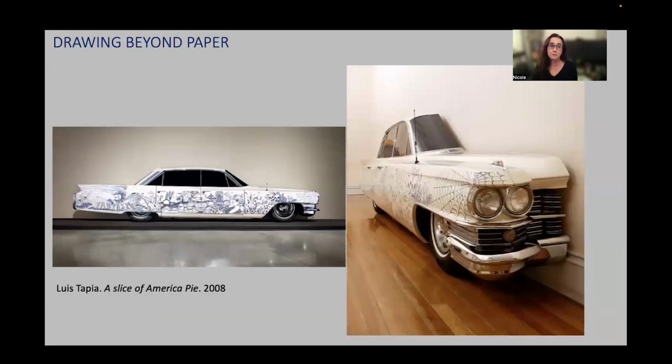Paper is not the only support used for drawings. Artists can draw on virtually anything. Chicano artist Luis Tapia, in A Slice of American Pie, used a 1963 Cadillac. Inspired by lowrider culture in New Mexico, Tapia sliced the car in half and then placed it in a frame. He then painted designs made to look like drawings on the side of the car. These images reflect the style and the themes of both local religious art and tattoos.